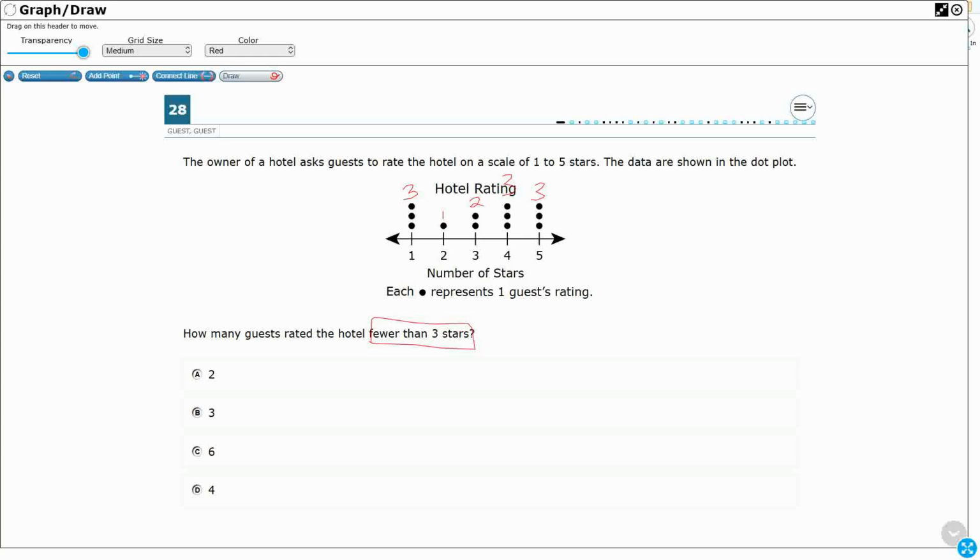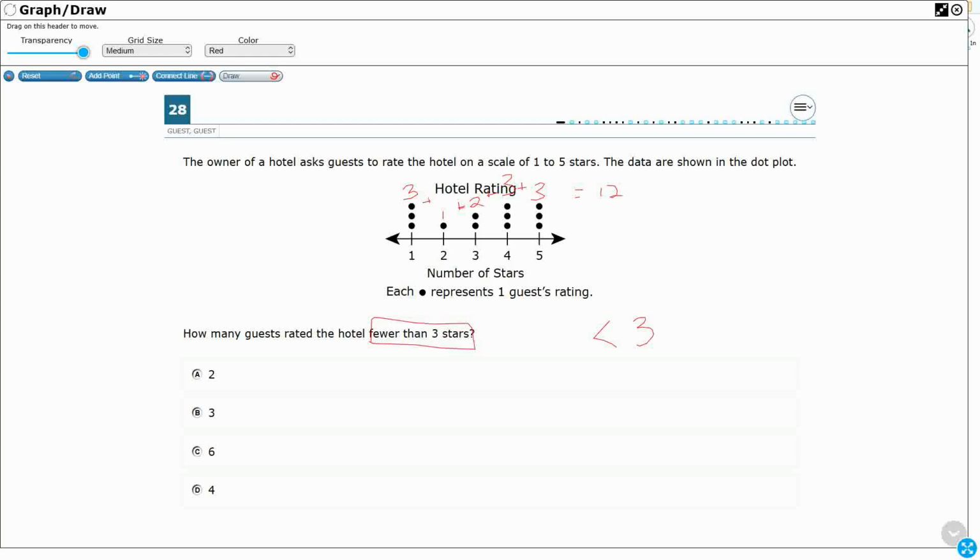So if I was reading not very closely and I just counted how many I could get, I would see that if I added all of these, I'm going to get 12. And that is thankfully not an answer because that might have tripped some students up. So we're not looking for all of the stars. What we're looking for here is the hotel guests that rated the hotel as less than or fewer than 3 stars.